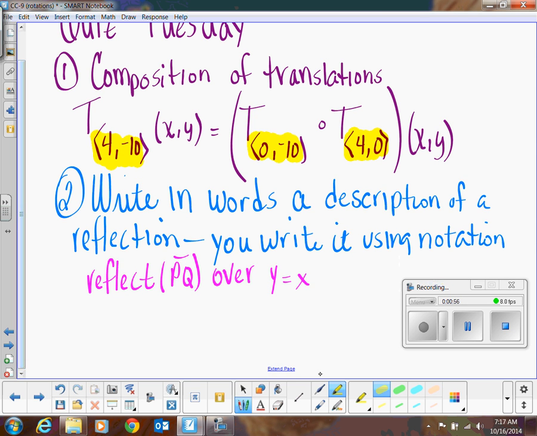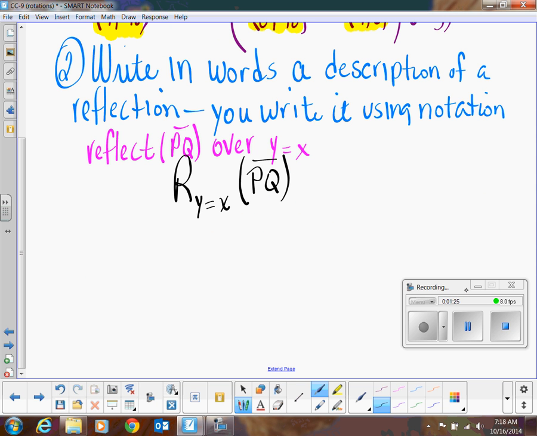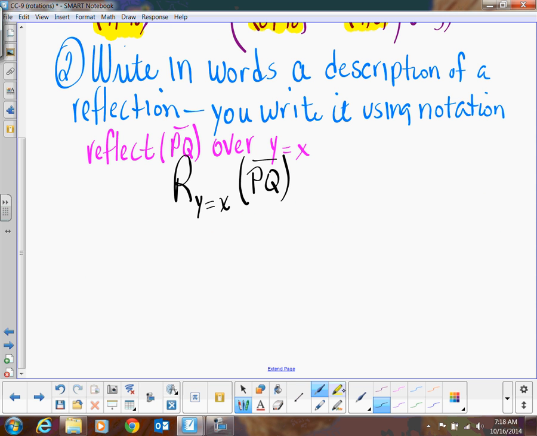How do we write reflections? What letter do we use? R. And then what is the subscript? Y equals what? X. That's your reflection line. And then you put your figure, whether it's a quadrilateral, a triangle, a segment, a point. This says reflect segment PQ over the line Y equals X. So that's an expectation that you do.